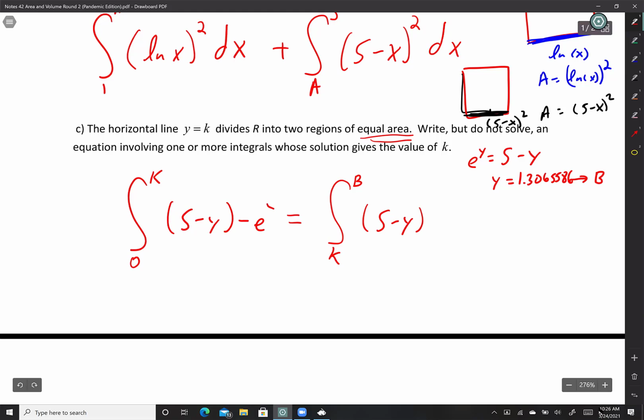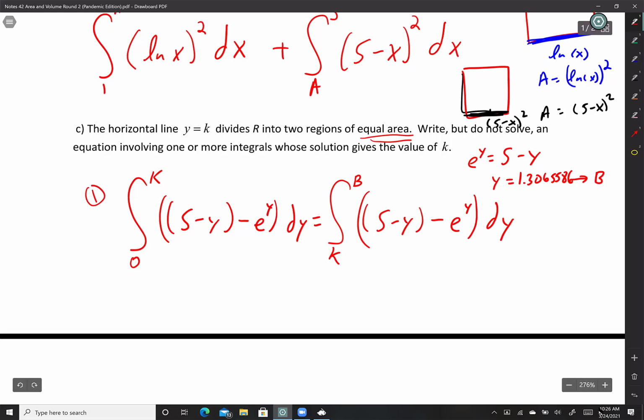5 minus y, e to the y. How come you guys didn't tell me there, guys? Equals 5 minus y minus e to the y. Yeah, sorry, I'll go slower. There it is. Now it's correct. Upper minus lower. That's one answer.